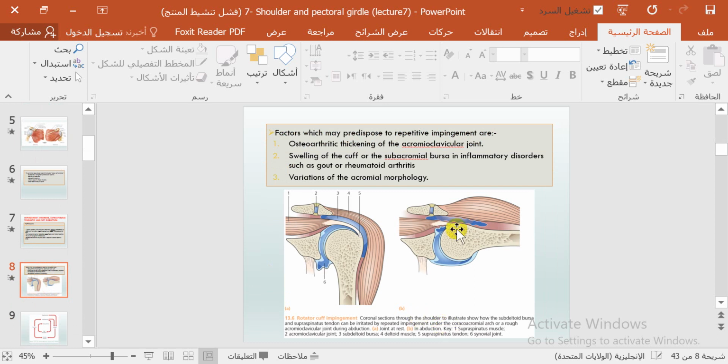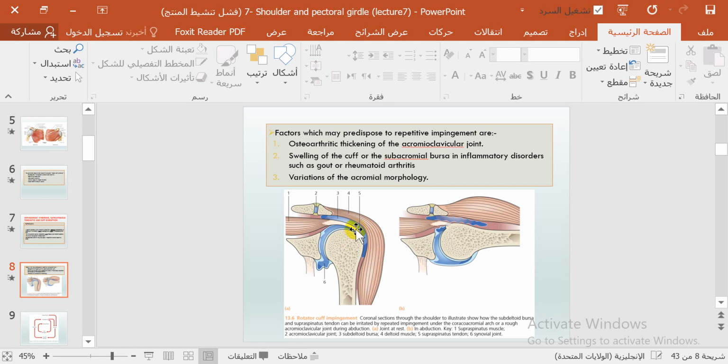Here you see it. This is the head of the humerus where it's abducted. This is the bursa, and here the supraspinatus tendon, where it comes beneath this bony part and may undergo friction and repetitive stress.